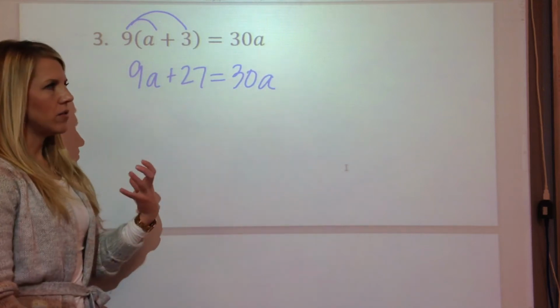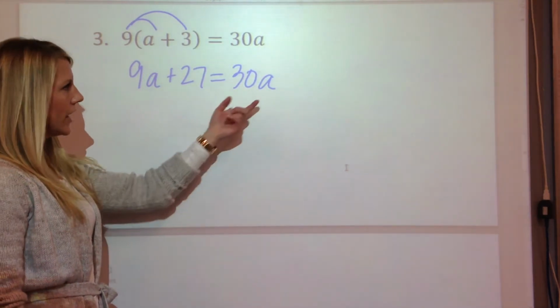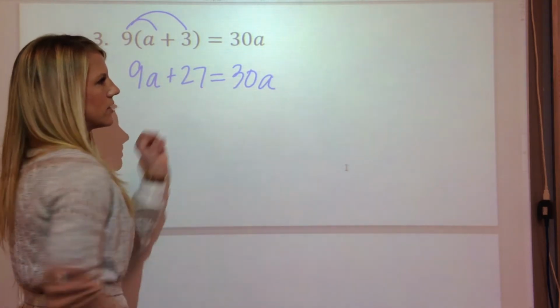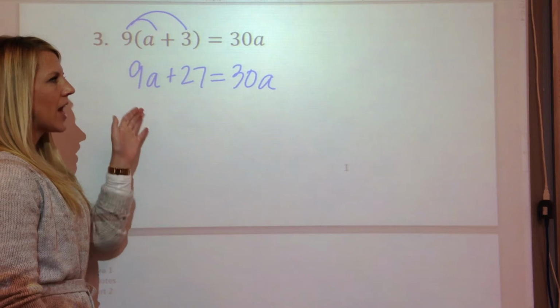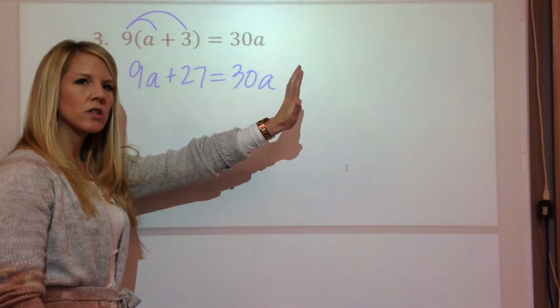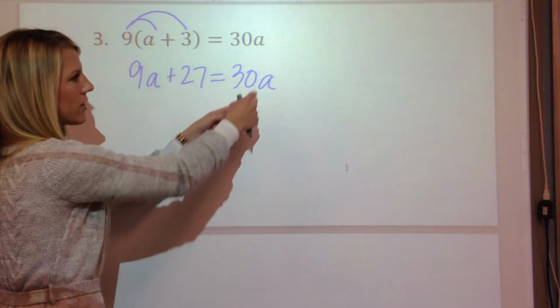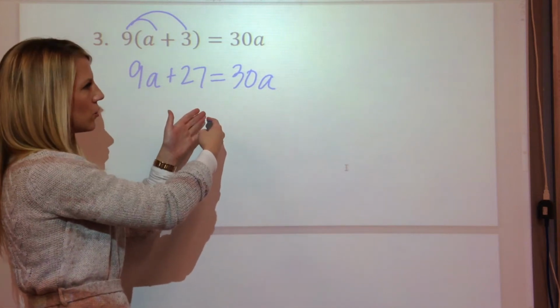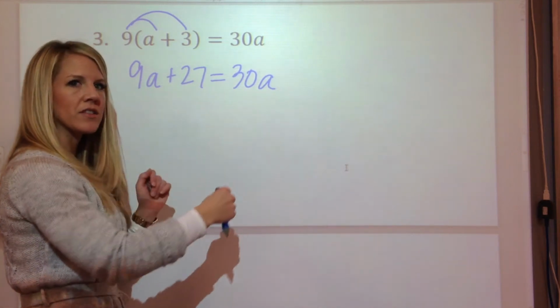Okay, so now, what do I want to do? It makes sense. I've already got the constant to one side. I don't have a constant on this side. So it makes sense to move a such that it is on one side. So what's going to enable me to do that? Subtract 30a? No, because I don't have a and my constant on one side, and that would be equal to 0, and then I have to move things again.